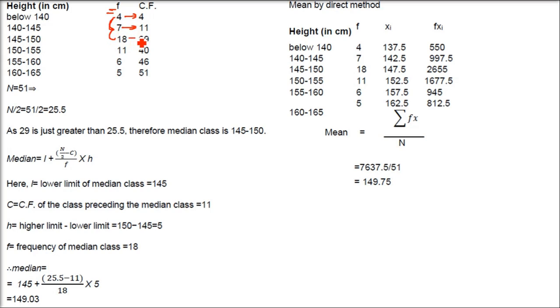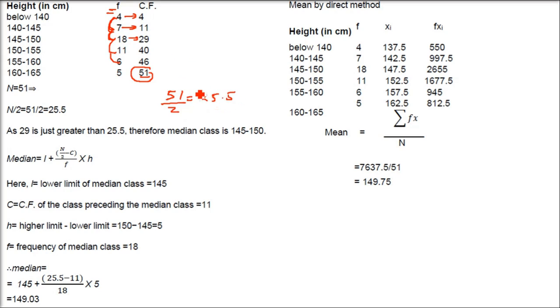4 plus 7 will come 11. 4 plus 7 plus 18 is 29. Now 4 plus 7 plus 18 plus 11, here 40. 4, 7, 18, 11, 6, that will be 46. Then all this added is 51. So even if you add all the frequencies, it has to come to 51. So 51 is the total sigma f, or the final cumulative frequency. You divide it by 2, it will be 25.5.